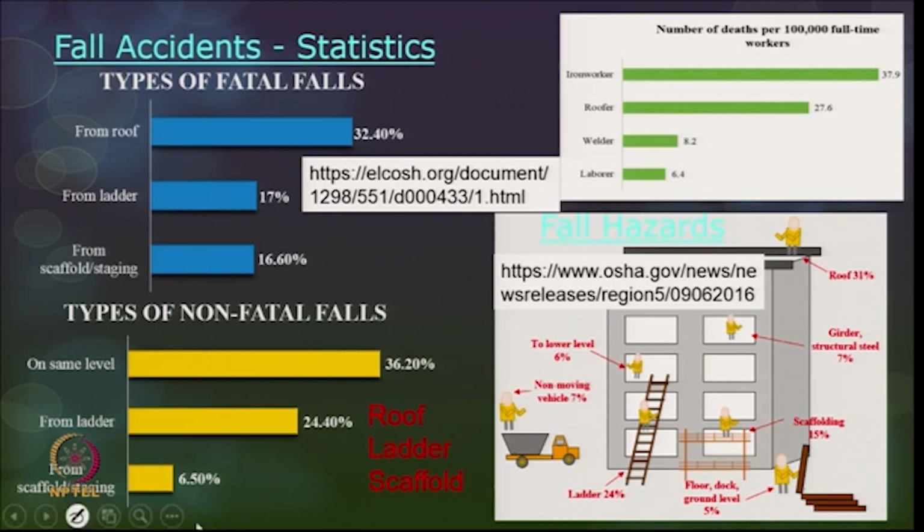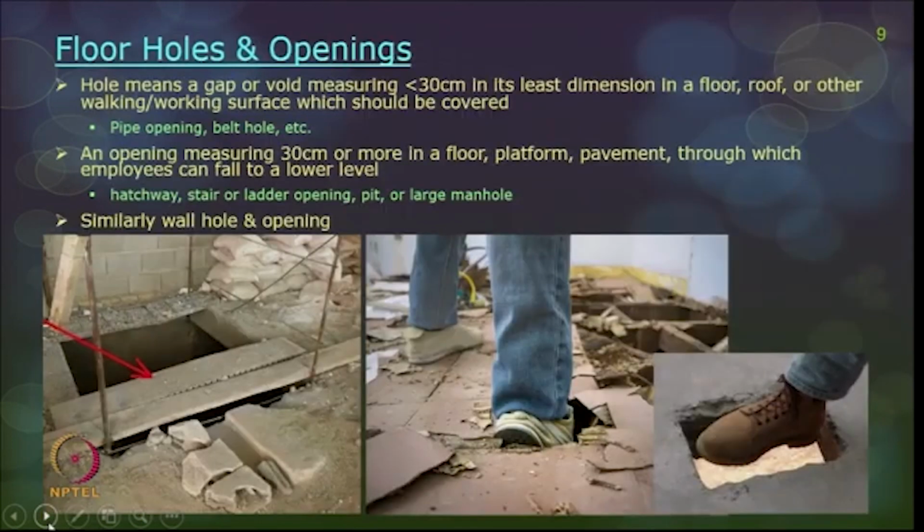Okay. So, now let us start looking at each one of the hazards in detail. So, number one is holes and openings. Holes or openings, primarily it is an open space from where something falls or a person falls.